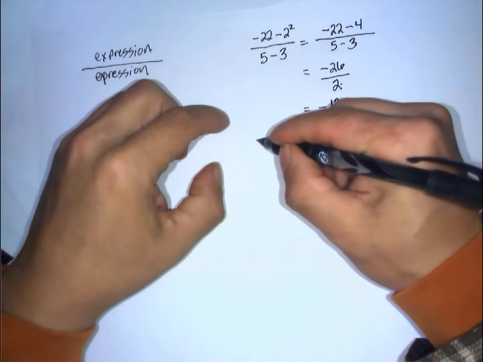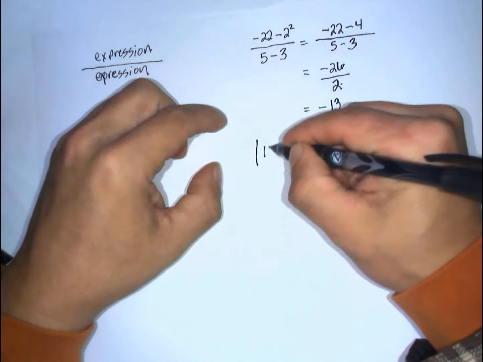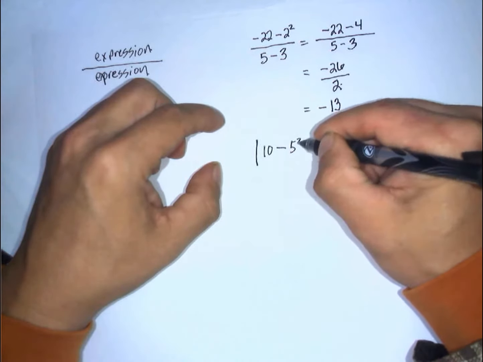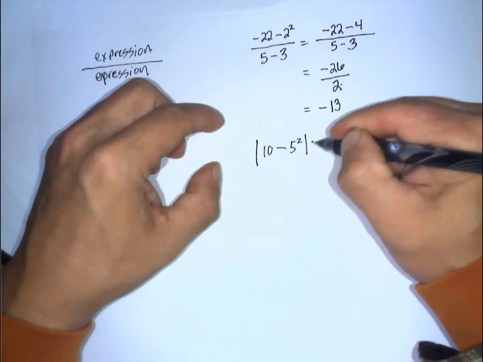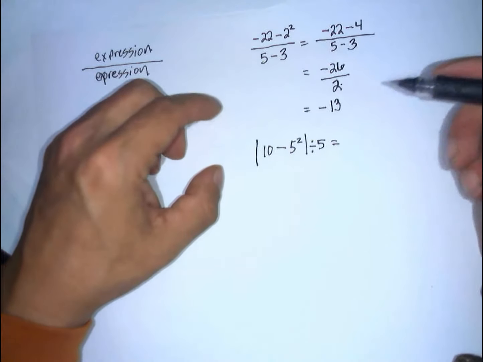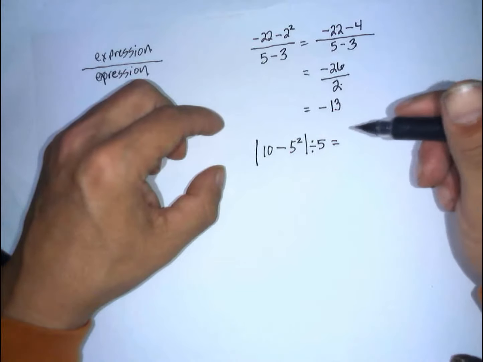What about absolute value bars? We treat those exactly like parentheses. The only difference is whatever's inside comes out positive. Okay? We discussed absolute value a few lessons ago.